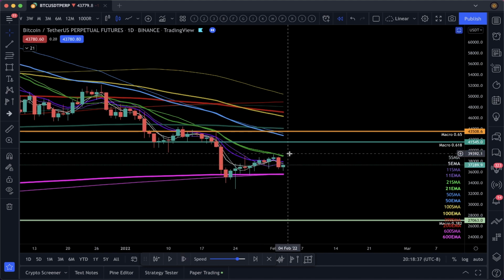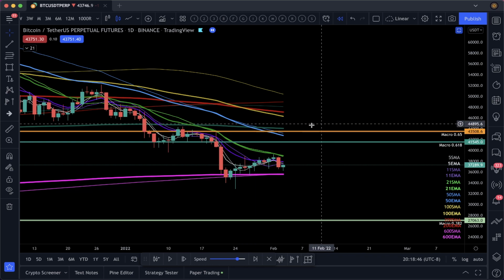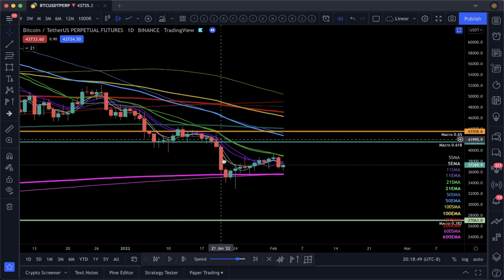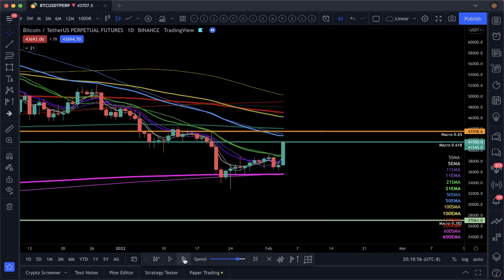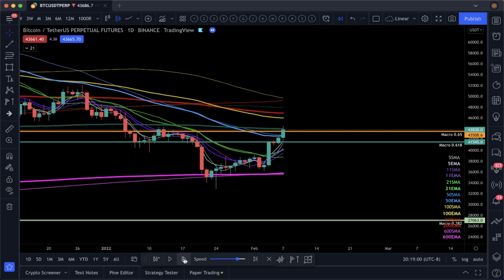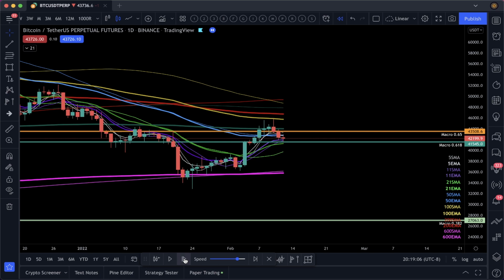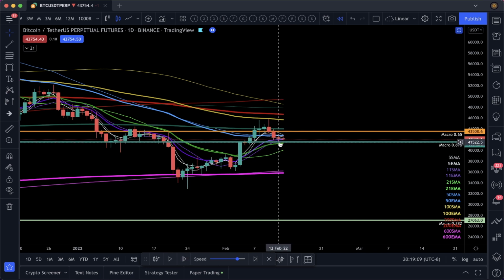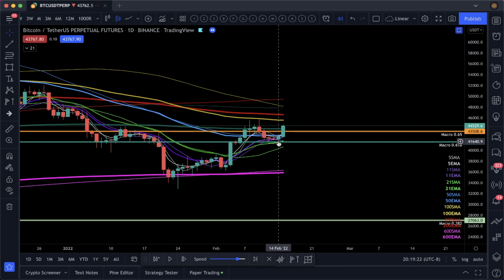I kept telling you guys 36,000 needed to hold, which it did, and then we got that nasty pump right back to the macro golden pocket where we dropped from before. Bam, right? Crossed above it. Stretch back down. Got a long when we touched the 618 again. I just kept longing the 618 every time it hit it, scalping on shorter time frames. Bam, caught this long right here. So I hit this wick. Boom.